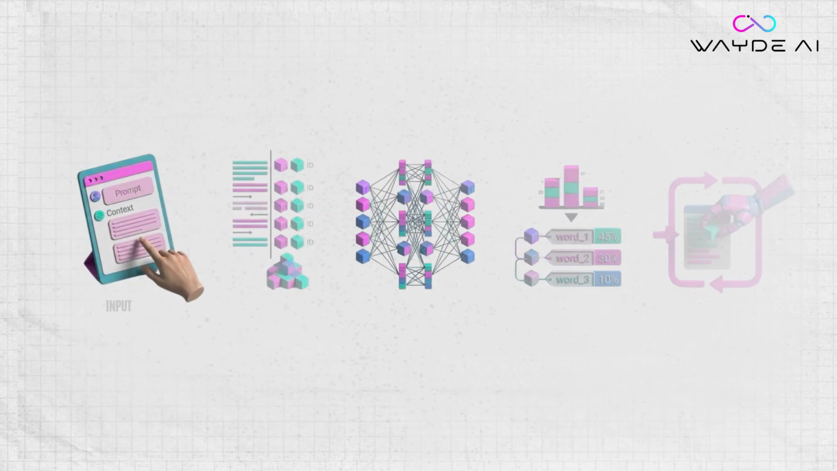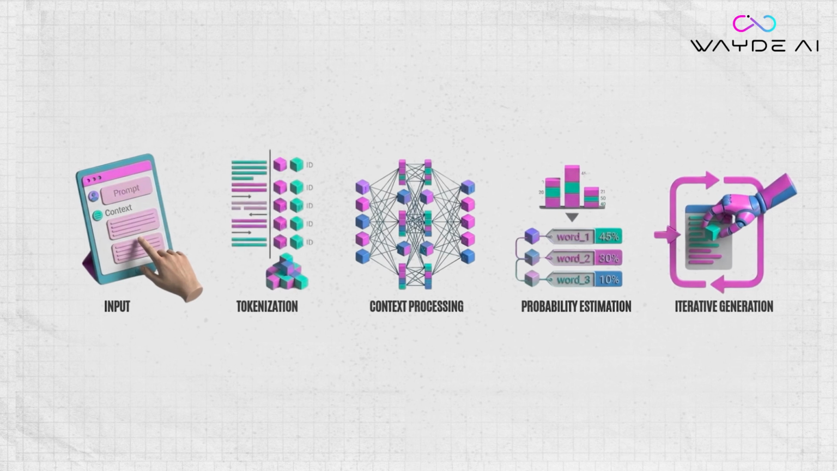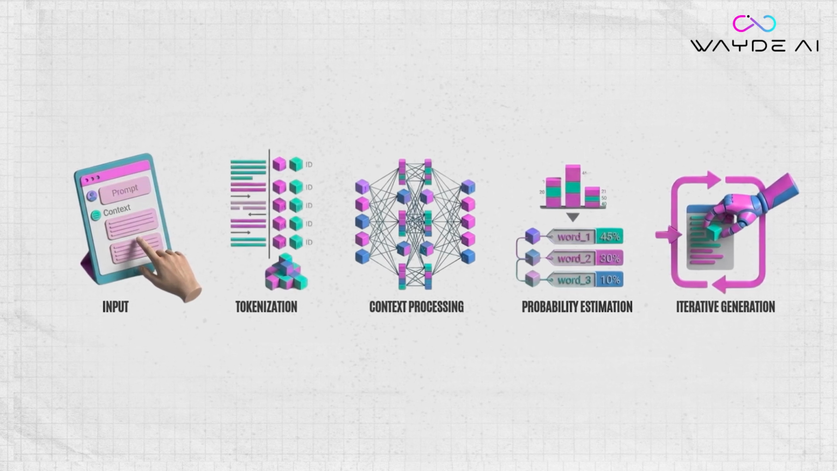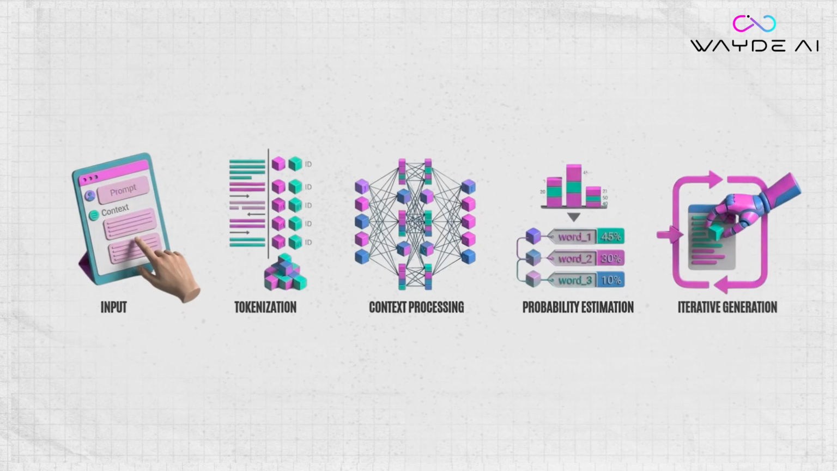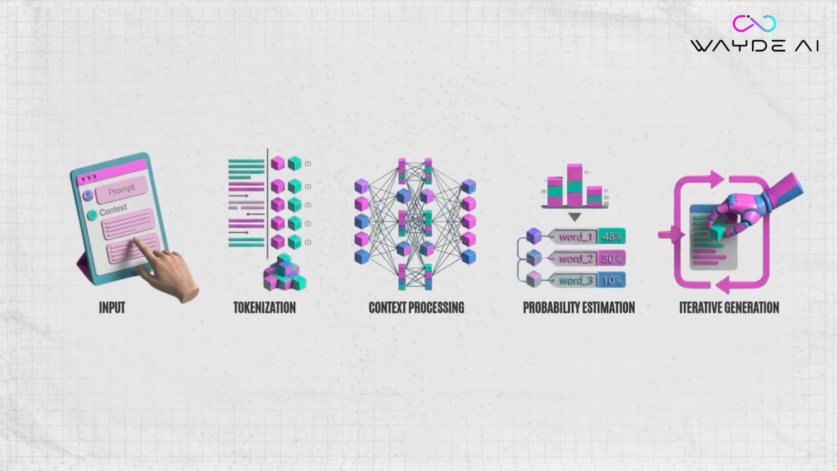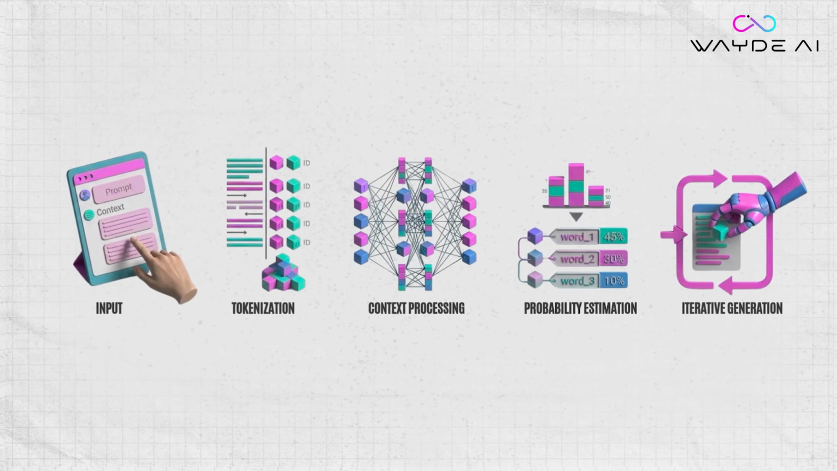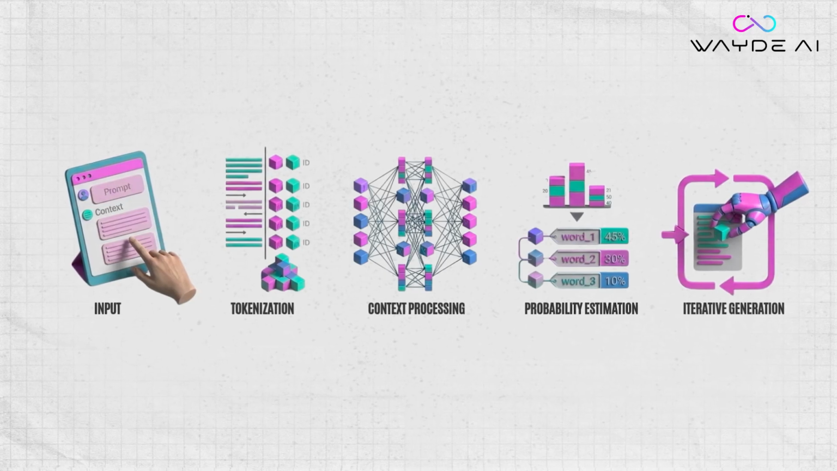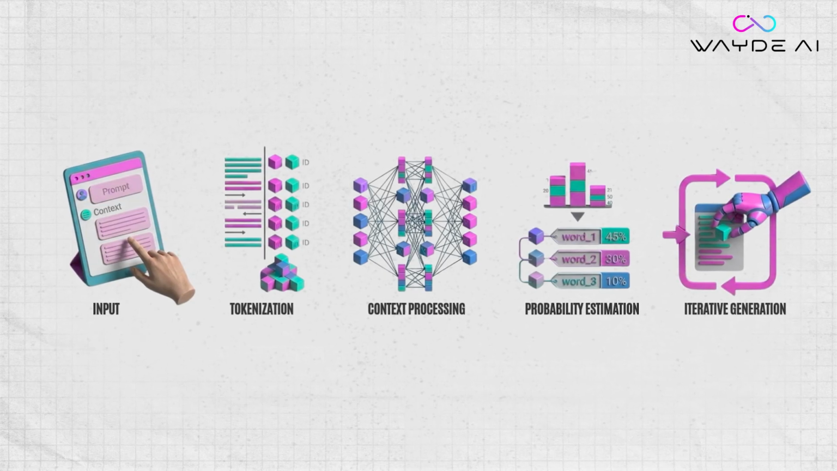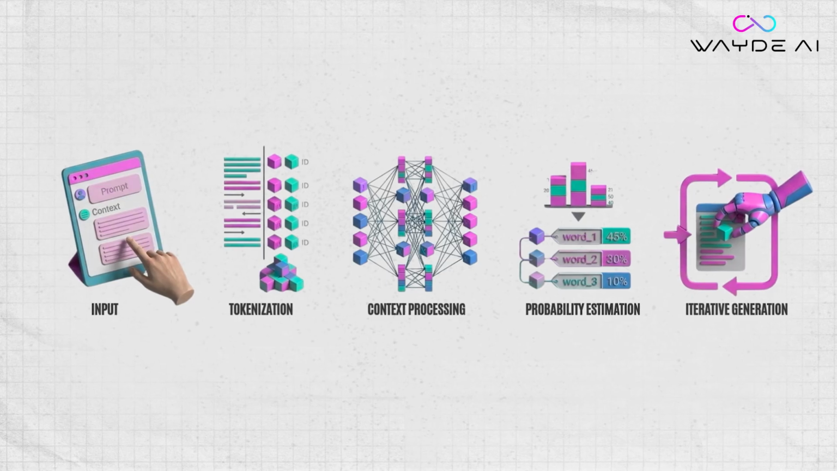This image shows the 5 stages that occur every time you submit a prompt and receive a response. Starting with your input, then tokenization, context processing, probability estimation, and iterative generation. Understanding these stages will help you use these tools more effectively and more responsibly.